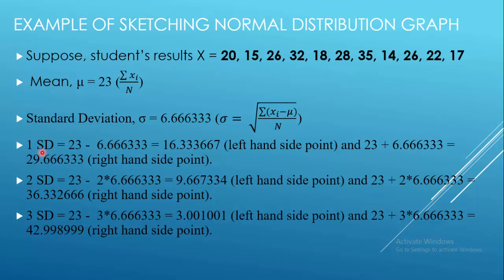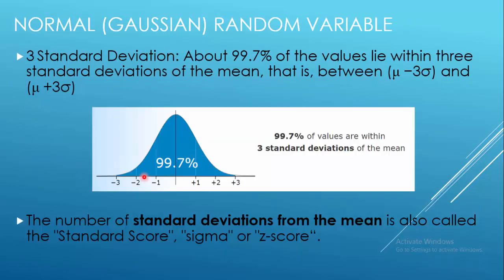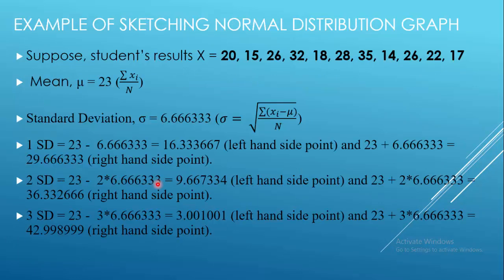So first standard deviation is 23 minus 6.66. We just subtracted this value of sigma, and it is 16.33, and it will be on the left hand side of the graph over here, this one. And 23 plus 6.66 gives us 29.66. Similarly, second standard deviation, 23 minus 2 into sigma is equal to 9.66, and 23 plus 2 into 6.66 gives 36.332. And similarly, this third standard deviation is also calculated.